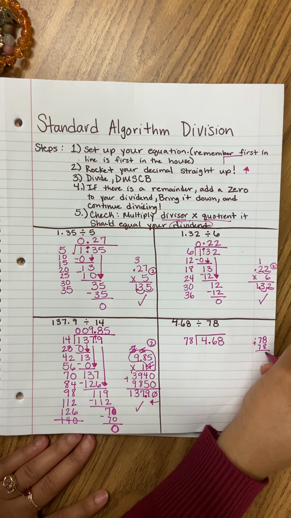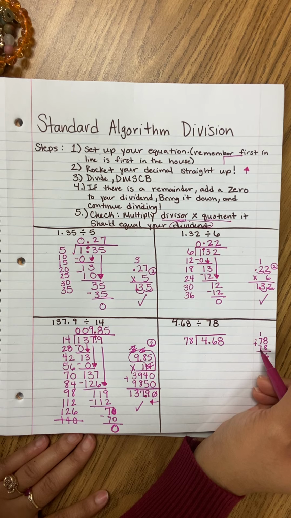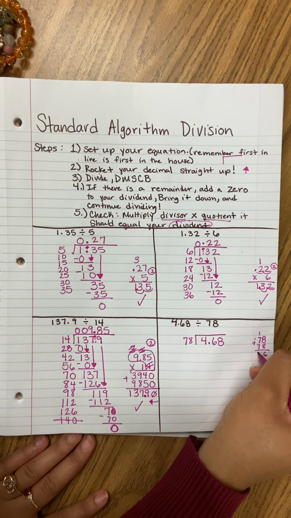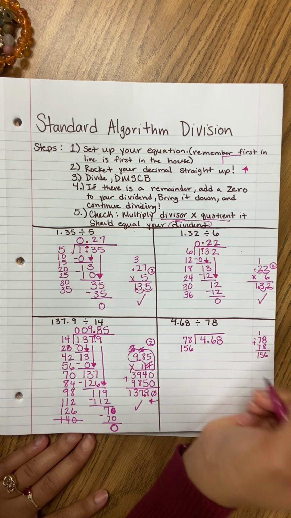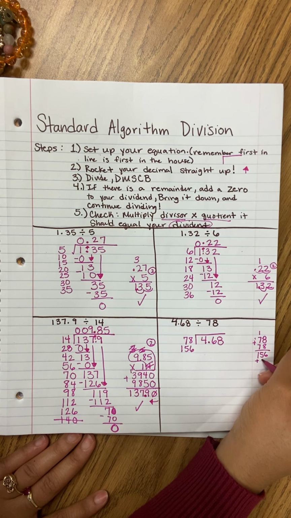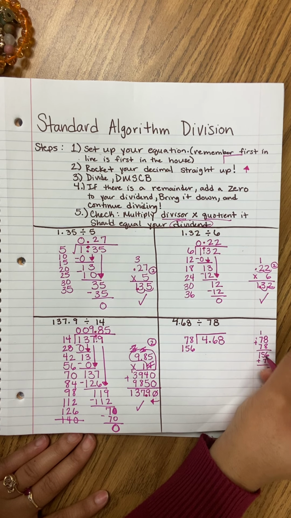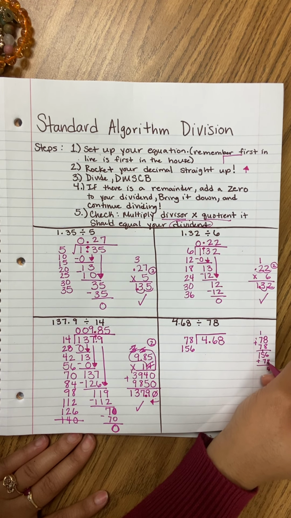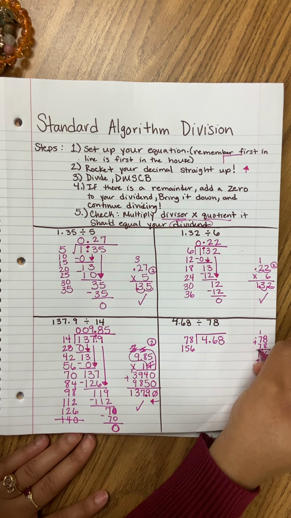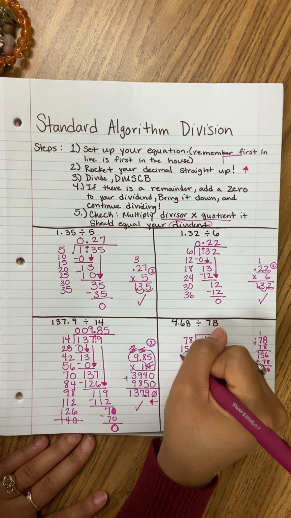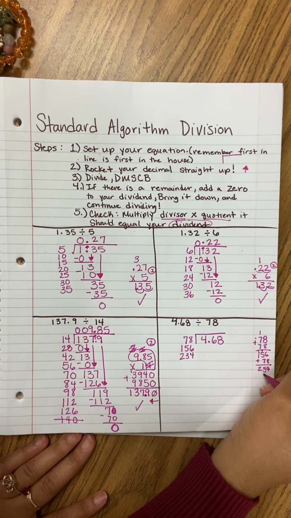8 and 8 give me 16, drop my 6, carry my 1. 7 and 7 give me 14 plus 1 is 15. I want to keep going, so I need to add 78 to that answer. 6 and 8 give me 14, drop my 4, carry my 1. 5 and 7 give me 12, plus 1 is 13. Drop my 3, carry my 1. I'm at 234 plus 78.